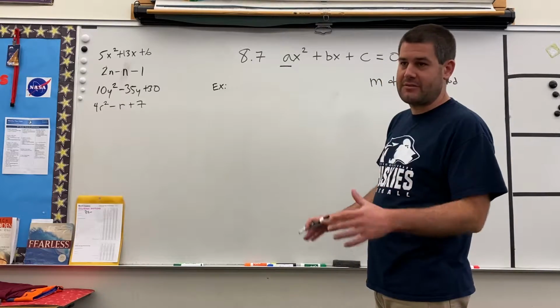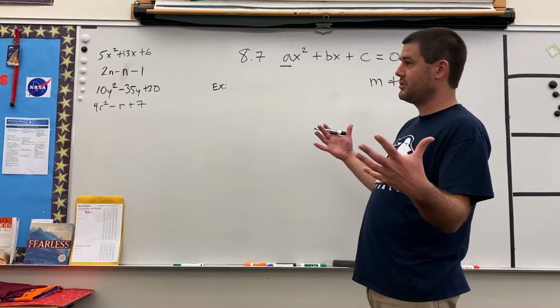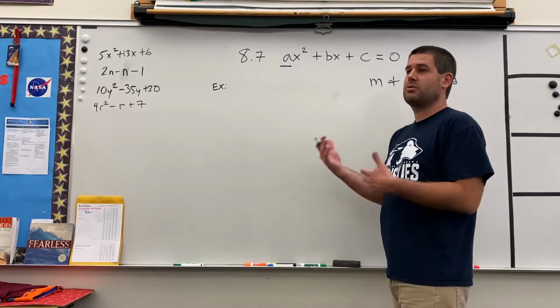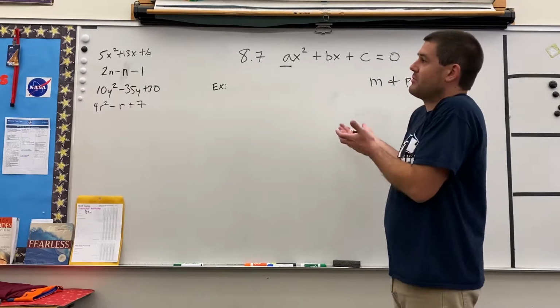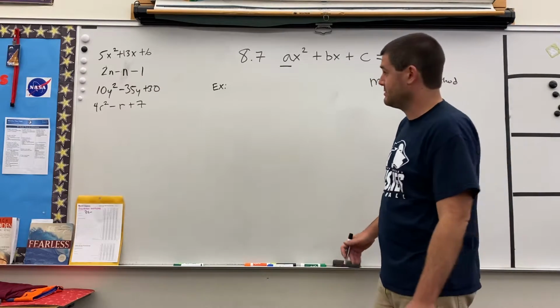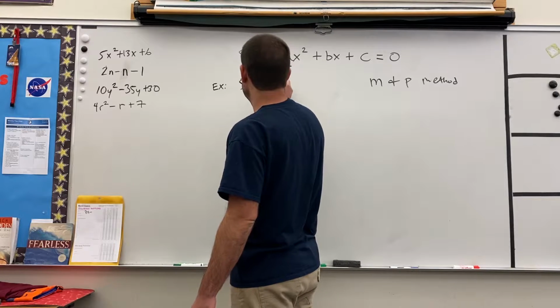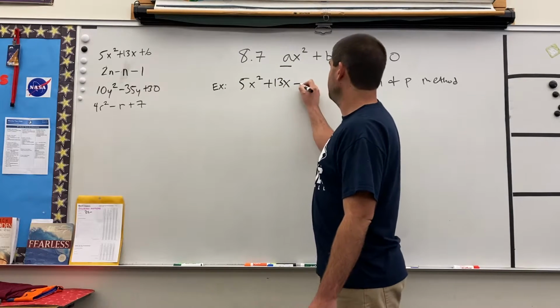It's just a form of grouping, really. We did grouping when we had a polynomial that has 4 different terms in it. And so you end up grouping, but it's a form of grouping that also solves quadratics. Okay, so example: 5x squared plus 13x plus 6.